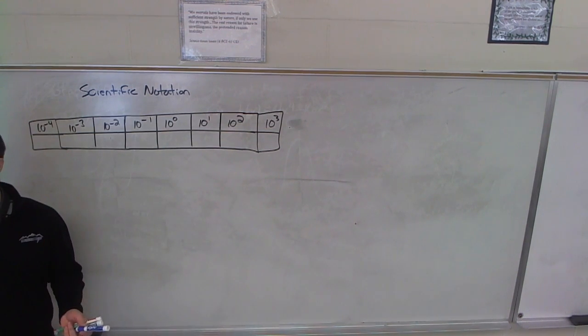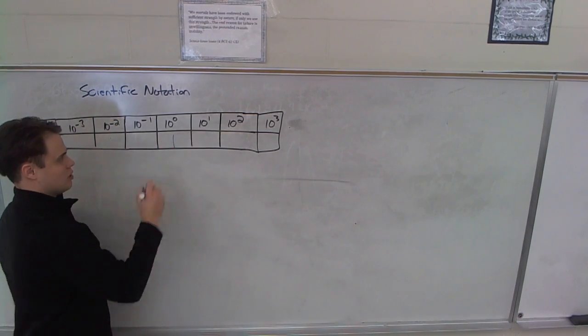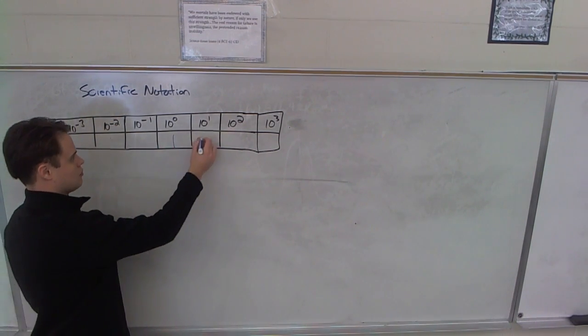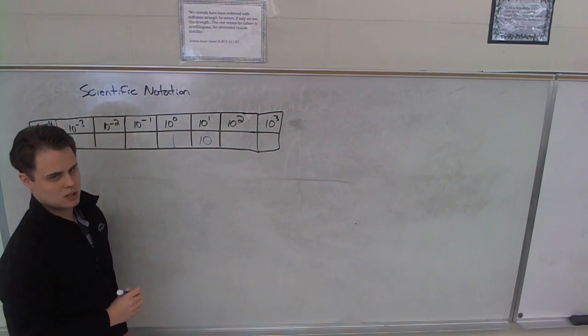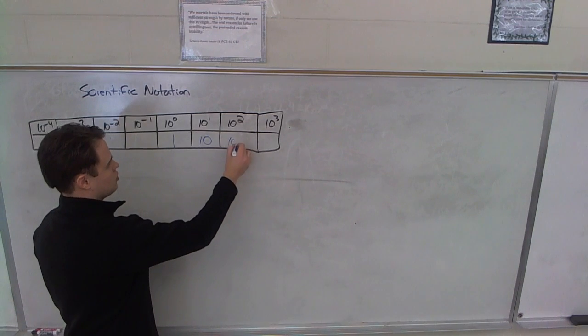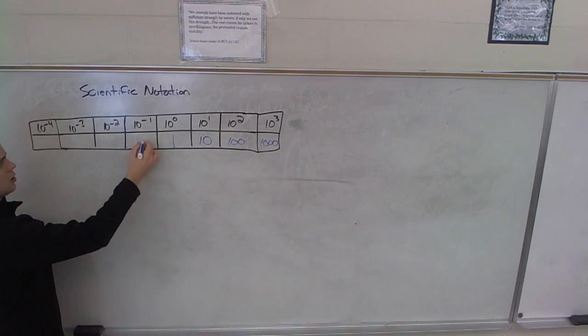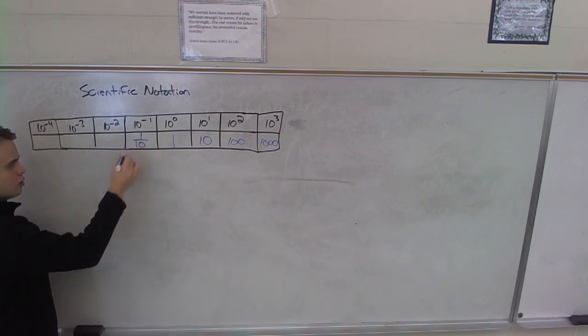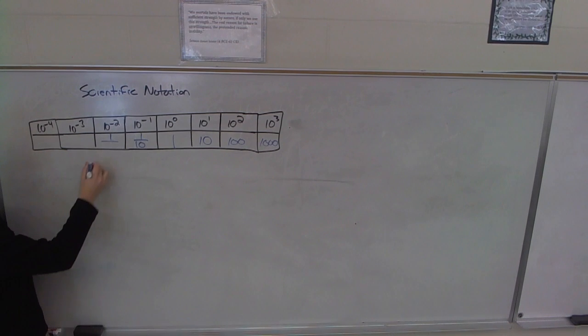So the 0 power is a good spot to start, right? What's anything to 0? 1. Anything to the first power is itself. And then you start thinking. So 10 squared is 100. 10 cubed is 1,000. Let's go back this way. 10 to the negative 1 is 1 over 10, right? And this one then is 1 over 100.